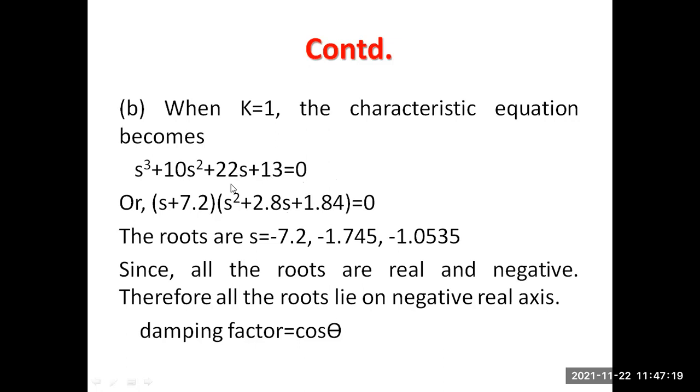Okay. Now we need to factorize this cubic term. So the roots are minus 7.2, minus 1.745, minus 1.0535. Now, since all the roots are real and negative, therefore all the roots lie on the negative real axis. So these all roots are negative. It is a real value and it is lying on the negative part of the real axis.